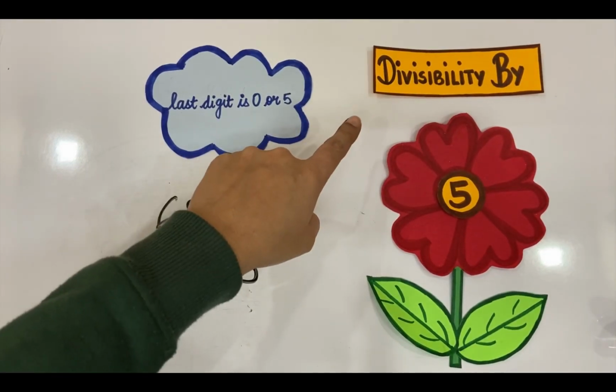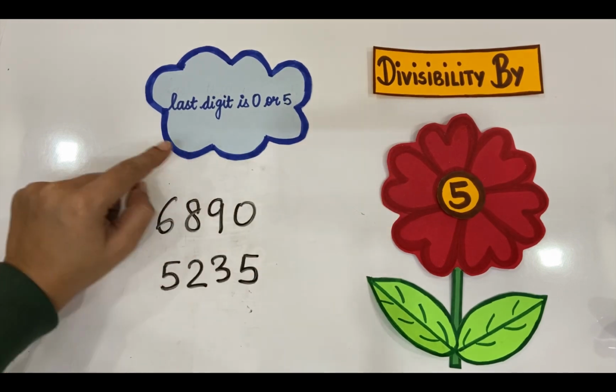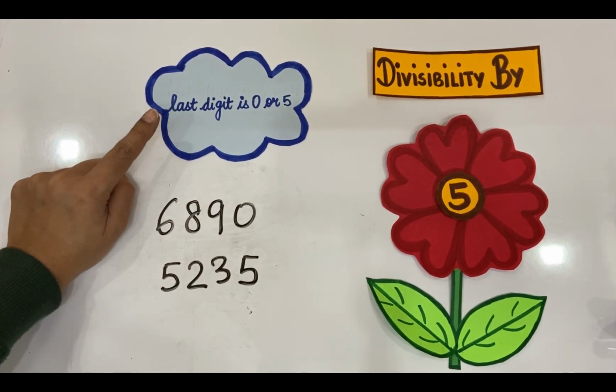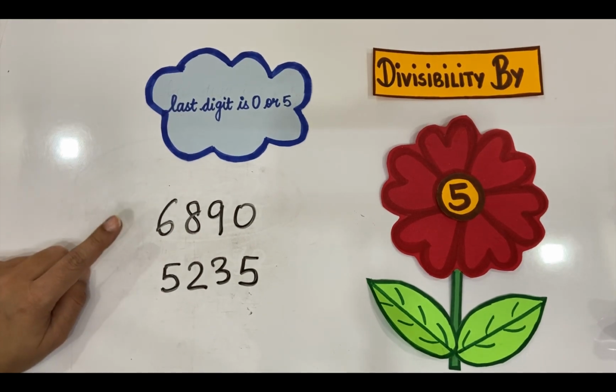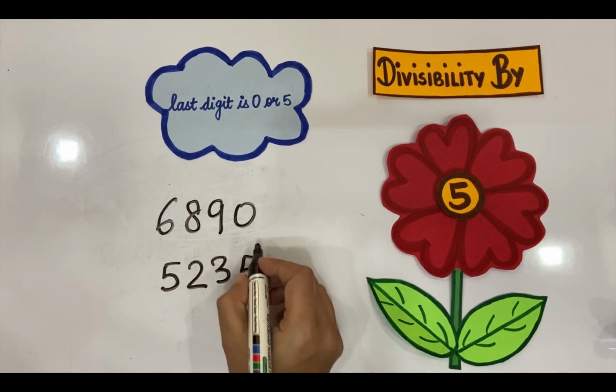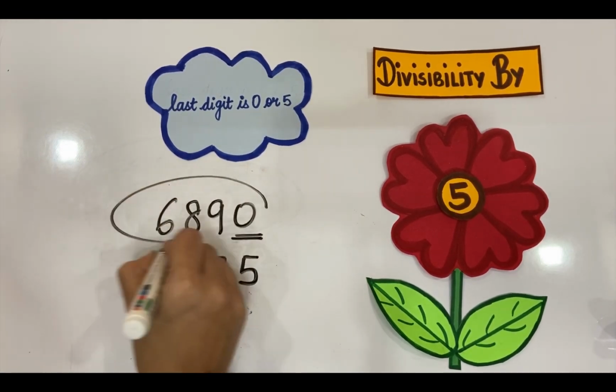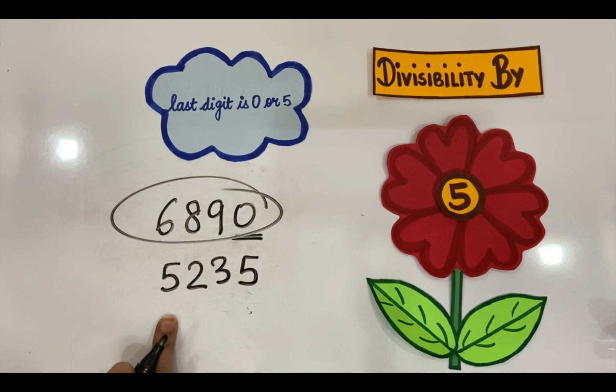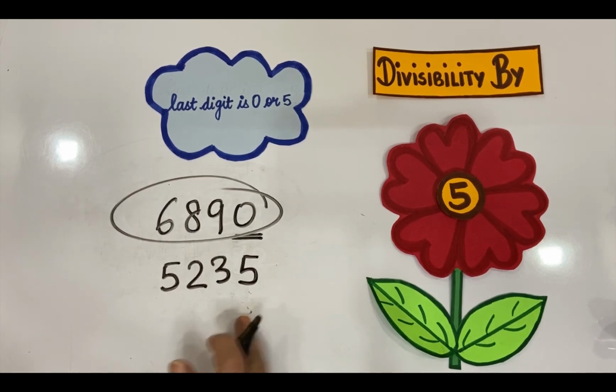Now coming towards divisibility by 5. If the last digit is 0 or 5, then the whole number is divisible by 5. For an example, 6890. Last digit is 0, so the whole number is divisible by 5. 5235. Last digit is 5, so the whole number is divisible by 5.